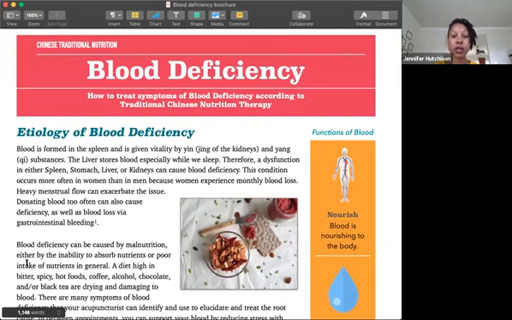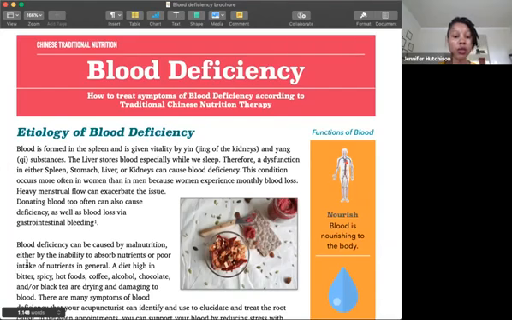So blood is formed by the spleen in Chinese medicine and is given the vitality of yin by the kidneys, and yang by the substances. So there's the yin and yang aspect of everything in life, you know, from a grain of sand all the way to an oak tree. There's yin and there's yang. And so when we're talking about blood, there's that aspect as well.